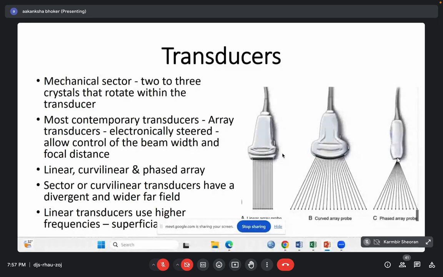क्यों? क्योंकि echocardiography हम intercostal space से कर रहे हैं, in between the ribs, and we have very limited space where we can place our transducer. So for that, phased array transducers are used.